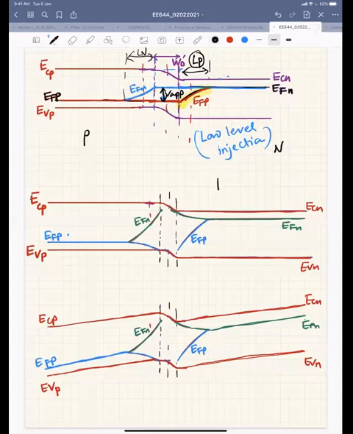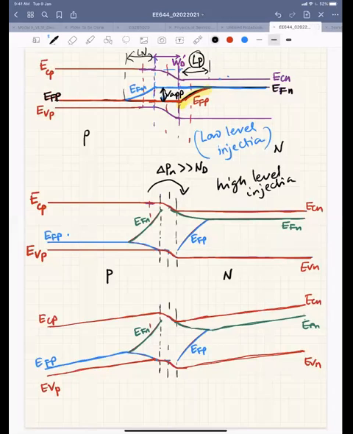But in the high level injection condition, this is a little bit difficult to understand, but don't worry about it. The point is that when I'm injecting, holes are injected in this part, right? But the hole concentration is, let's say, delta Pn is more than Nd. So the hole concentration is much more than Nd.